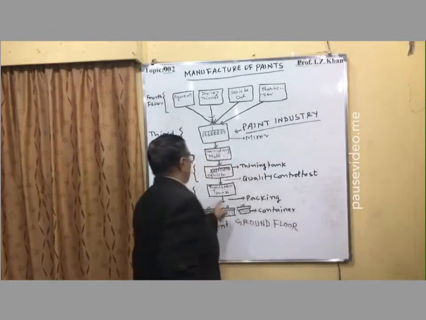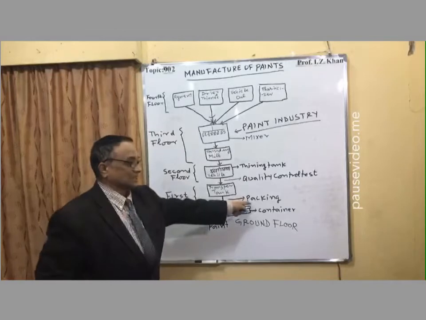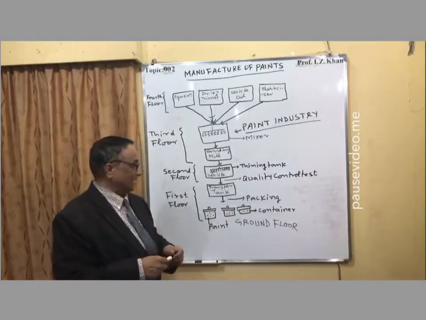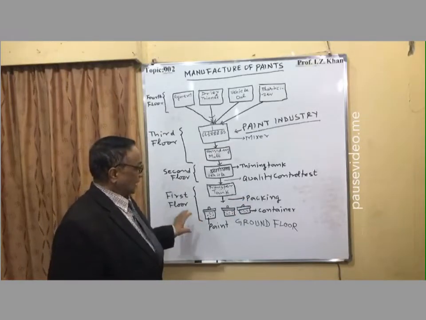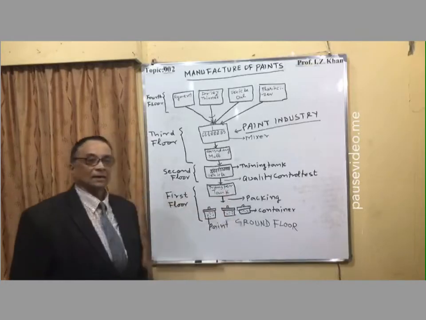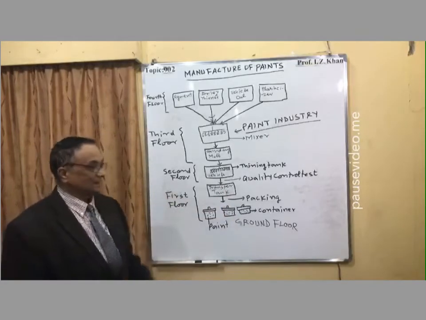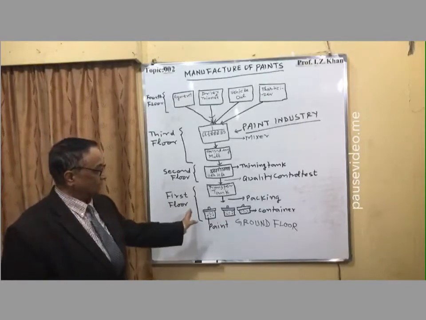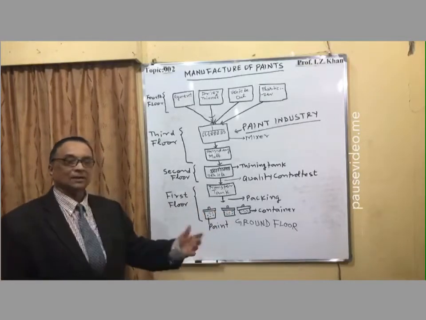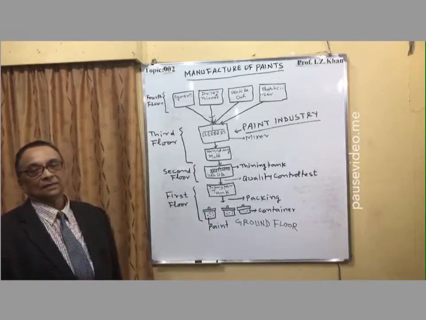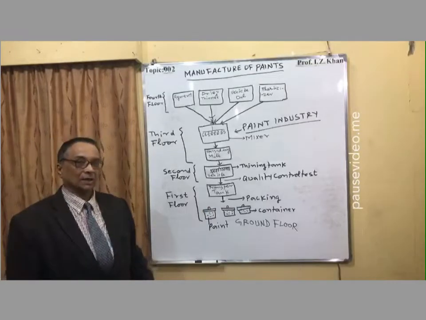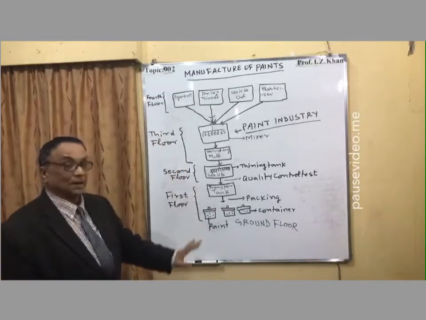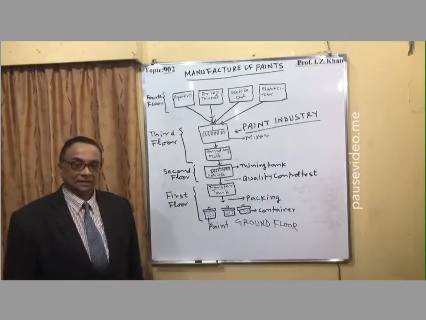On the ground floor there is an automatic packaging machine, and that packaging machine will go on putting the paint into designed paint containers, and finally the truck load will start. So this is how the scale diagram of your paint industry works.